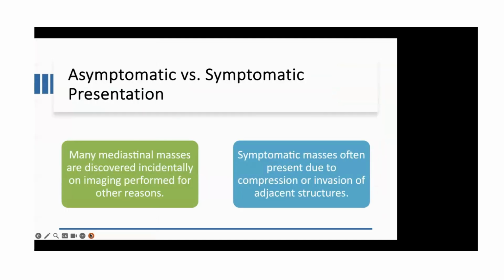So let's start with the anamnesis and complaints. It can be asymptomatic or symptomatic. About asymptomatic, as I mentioned before, it is usually discovered incidentally. But of course, we might have symptoms also, when the masses present due to compression or invasion of adjacent structures. It can be vessels, it can be organs, esophagus, etc.